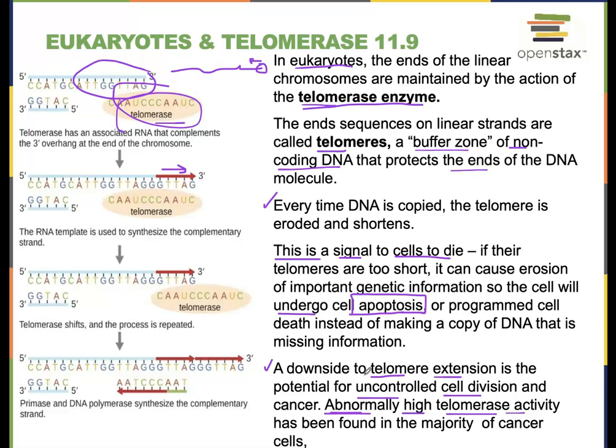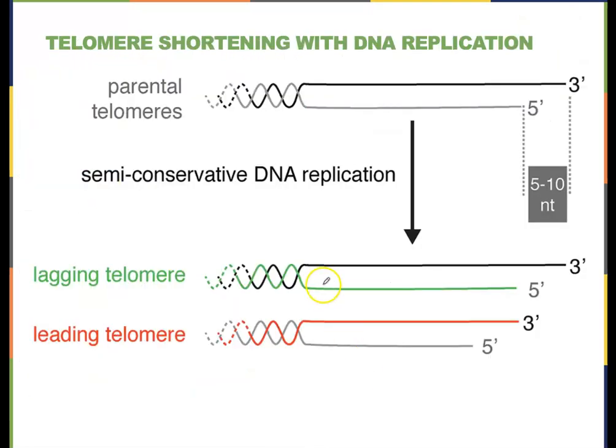Because we have a linear strand of DNA. So this is just a way of showing you that if we have a parent strand, we have semi-conservative replication, just that we're losing some of that telomere with every round, with the leading strand and the lagging strand. So just a picture of that.